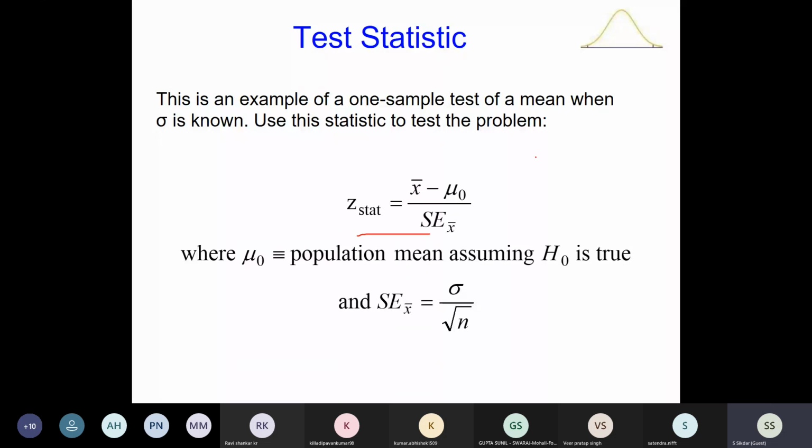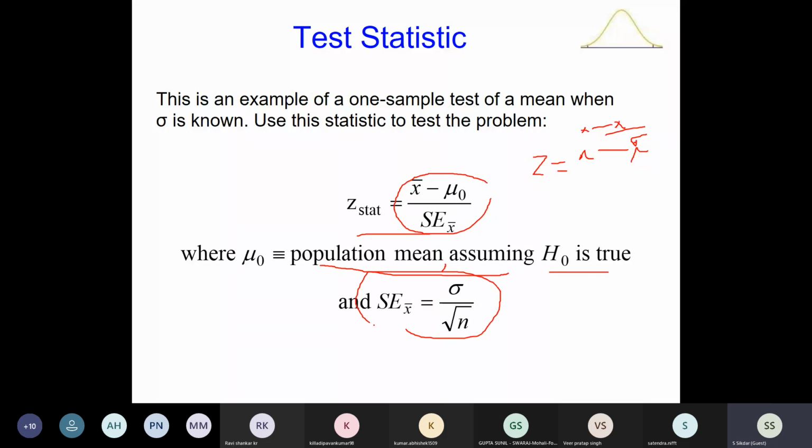that z is nothing but what we used to do, x minus mu, or x minus x bar, divided by sigma. You recall? In most of the problems we used to do that. So similar to that, here this has been used. So mu is equal to the population mean, assuming H0 is true, and you derive this equation from here.